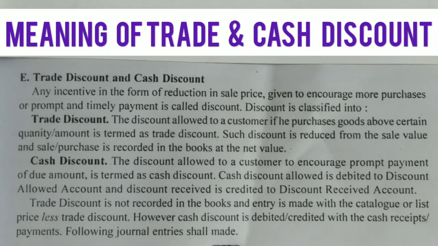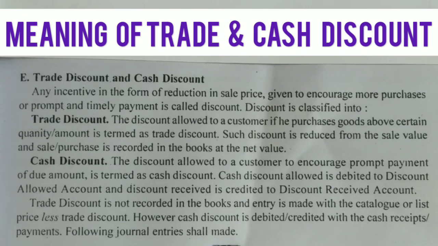Cash discount allowed is debited to discount allowed account and discount received is credited to discount received account. Now this cash discount is of two types, discount allowed and discount received. When you purchase goods and you make early payment, then you receive discount, so that is discount received. But when you are the seller and selling goods, and if your customer makes early payment, at that time you give them discount, that is discount allowed. Discount allowed is debited and discount received is credited. Here the rule of nominal account is applicable.